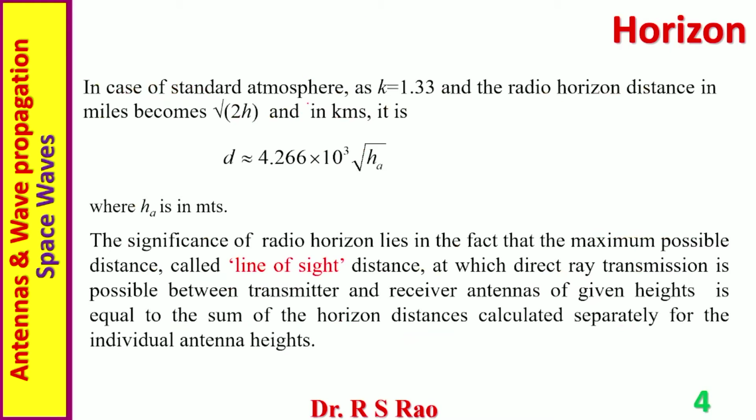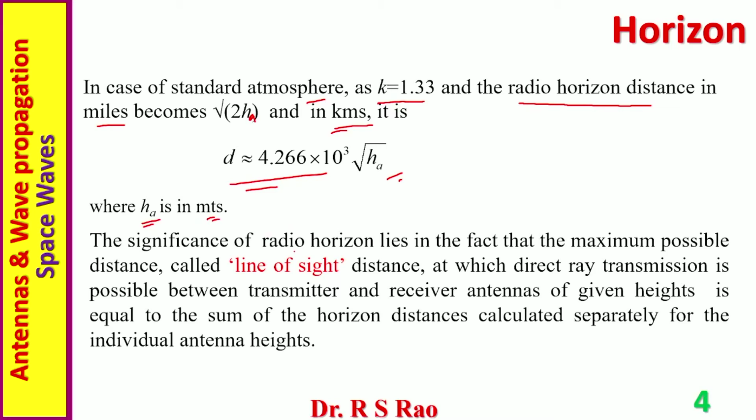In case of standard atmosphere, as K is 1.33, radio horizon distance in miles becomes square root of 2 HA. And it can be converted into kilometers. It becomes 4.266 into 10 power 3 square root of HA. Here HA, height of the antenna, is in meters.